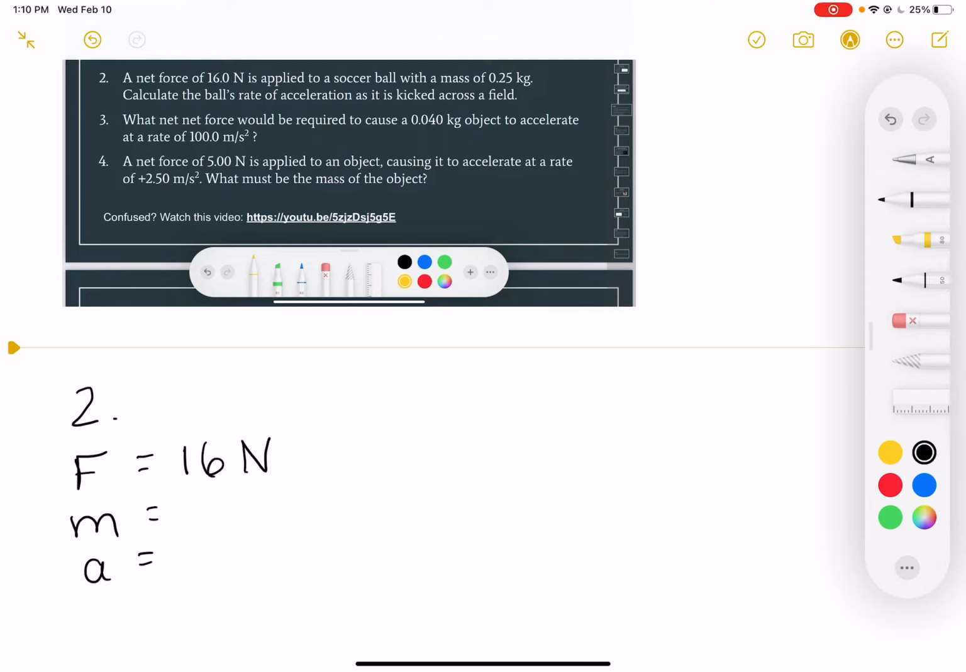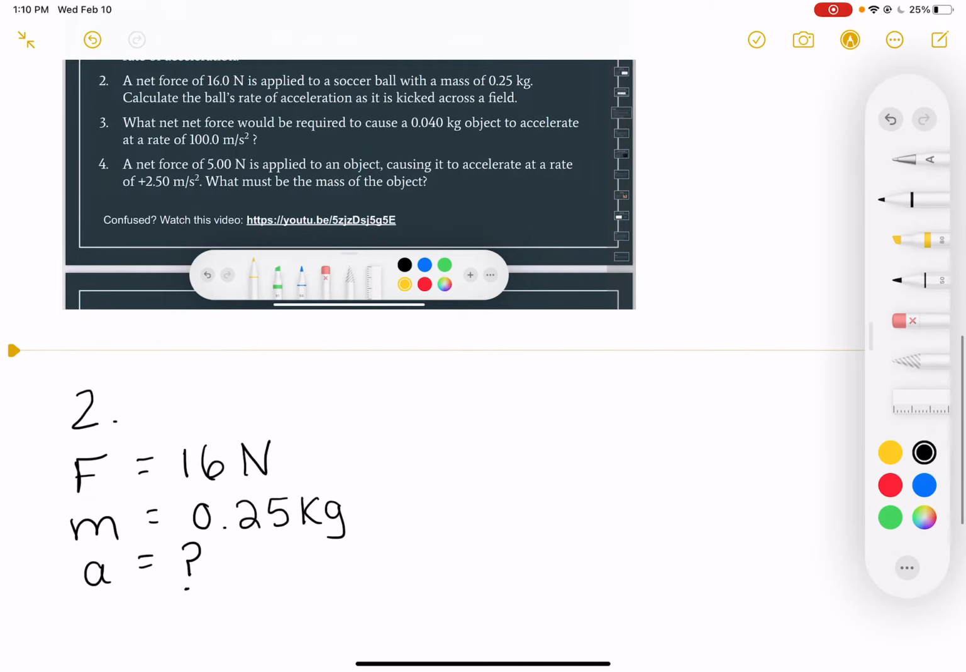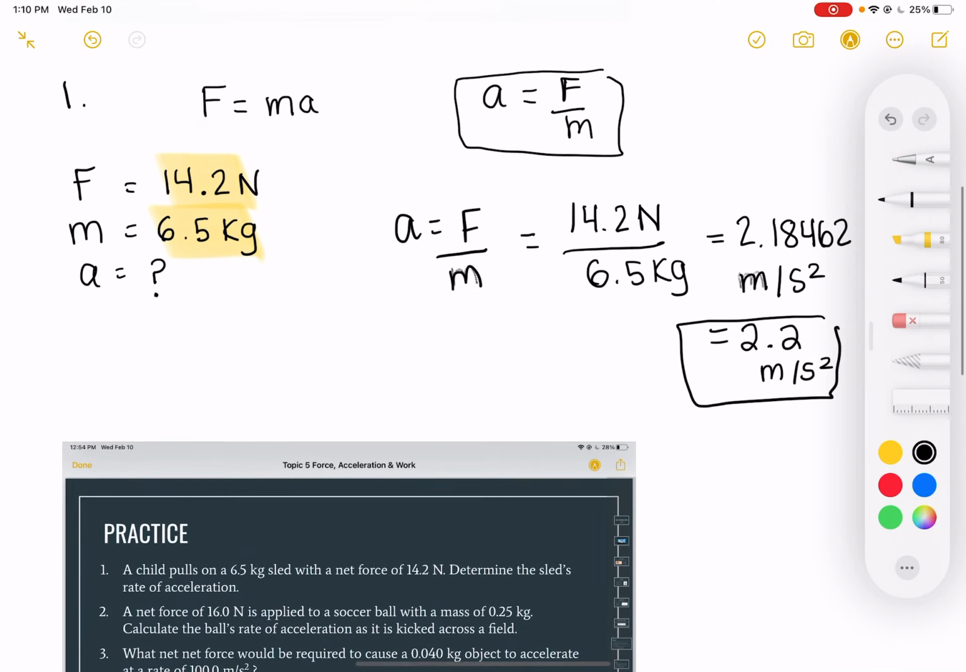Is applied to a soccer ball with a mass of 0.25 kilograms. So that would be our mass is going to go here. Calculate the ball's rate of acceleration. So again, we're figuring out acceleration. So our formula is acceleration is equal to force divided by mass, I believe. Just double check back up here. Yes.